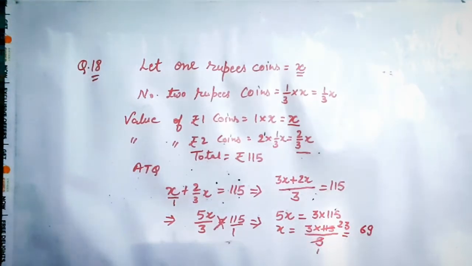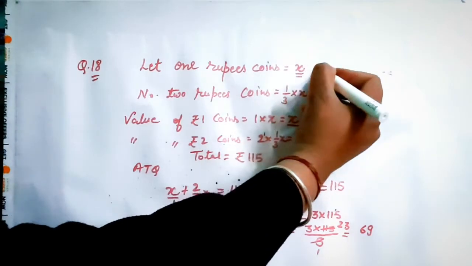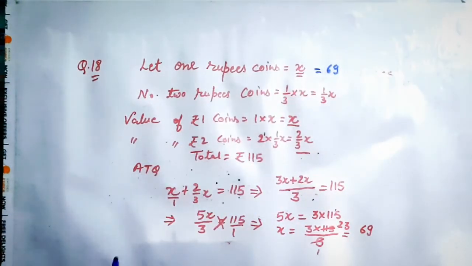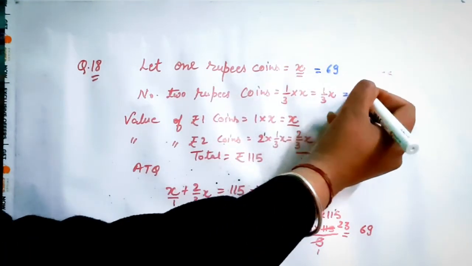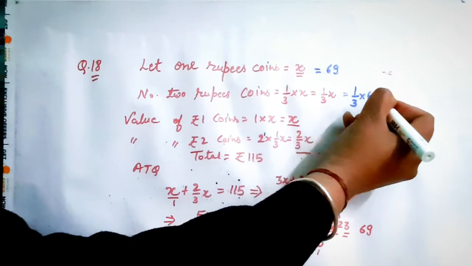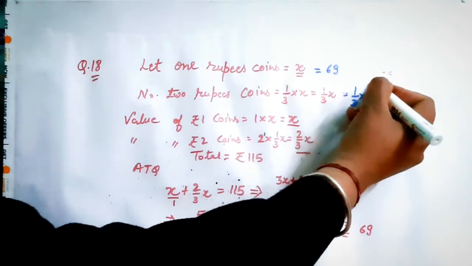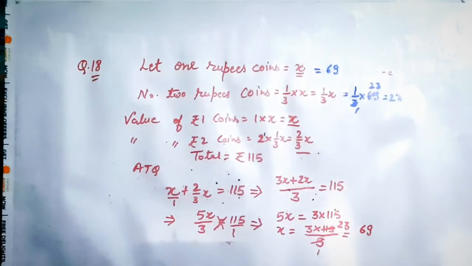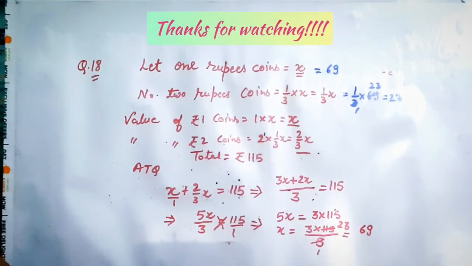69. Means the number of 1 rupee coins will be 69, and the number of rupees 2 coins will be 1 upon 3 multiplied by x, that is 69, which is 1/3 of 69, equal to 23. This is your required answer.